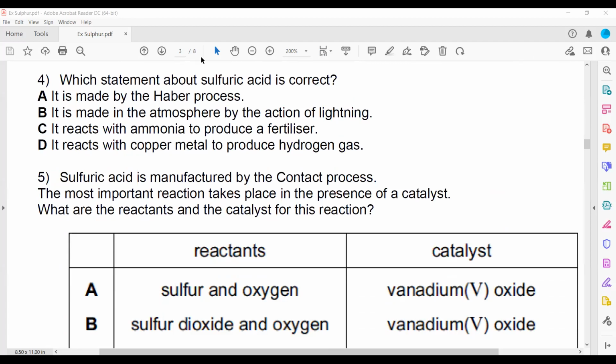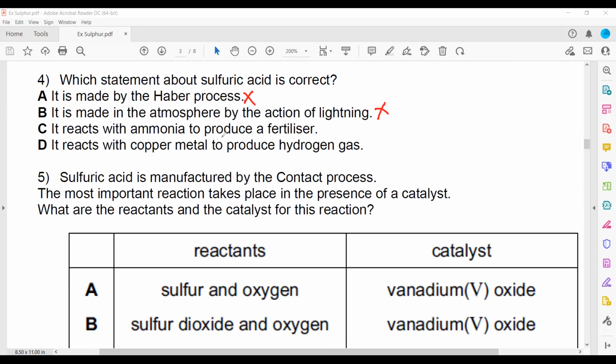Which statement about sulfuric acid is correct? It is made by a Haber process. We don't call that a Haber process. We call that a contact process. It is made in the atmosphere by the action of lightning. No, it is not. Oxides of nitrogen are produced by the action of lightning, not sulfuric acid.